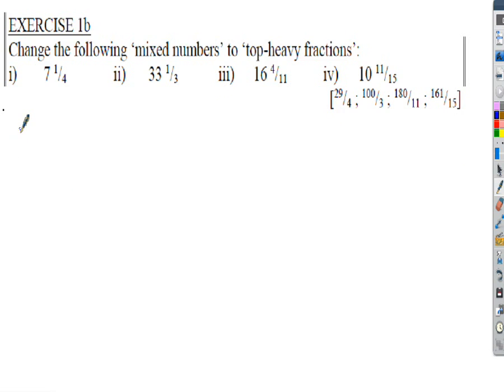So here are the work solutions for exercise 1b. Part 1, we're given 7 1/4 for our mixed number. We've got to put that into a top-heavy fraction. So that's equal to 7 multiplied by 4, add the 1, and that's all divided by 4. Again, be careful of your BODMAS here. 7 multiplied by 4 is 28, add 1 is 29, and divided by 4.